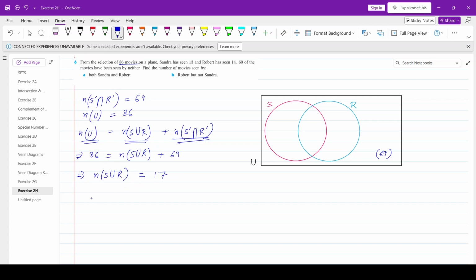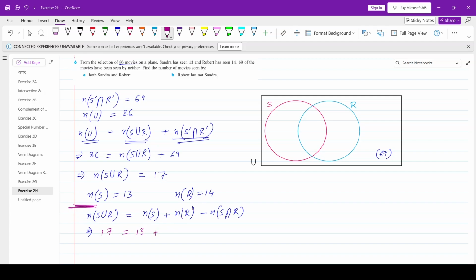Now from the question we know the number of elements in S is equal to 13 and the number of elements in R is equal to 14. And we know the number of elements in S union R is going to be the number of elements in S plus the number of elements in R minus the number of elements in S intersection R. So from here we know this is 17, this is 13, this is 14 minus the number of elements in S intersection R. This is going to be the number of elements in S intersection R is equal to 13 plus 14 minus 17. This will be 10. So this part is 10.